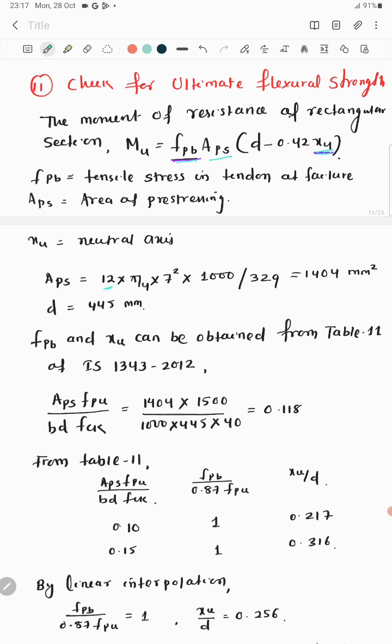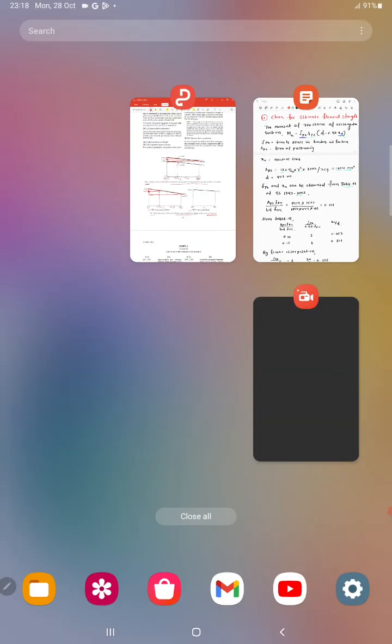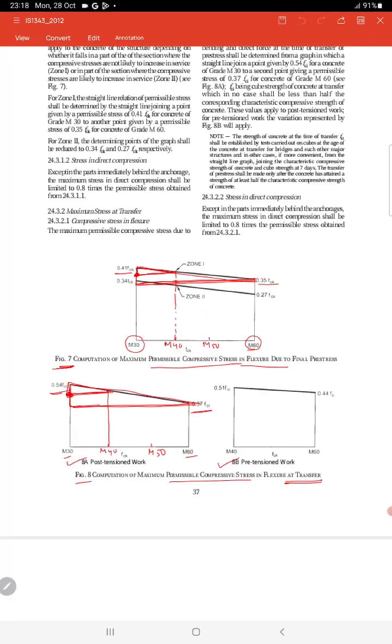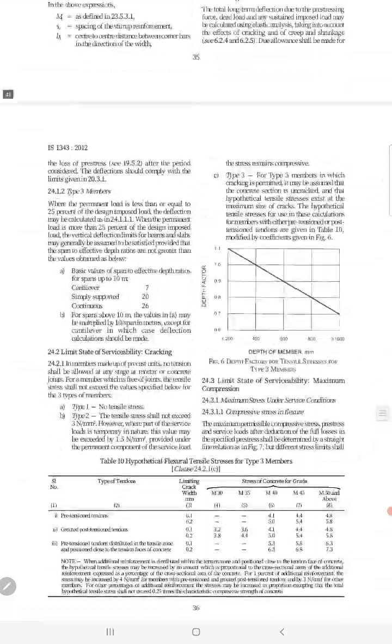So 12 number of wires of diameter 7. So 12 into pi by 4 into 7 square into 1000 divided by the spacing 329, that is equal to 1404 mm square. Then D, the effective depth, is 445 mm. So now these two unknown values, FPB and Xu, can be obtained from Table number 11 of IS 1343/2012. So we'll check that. Table number 11.